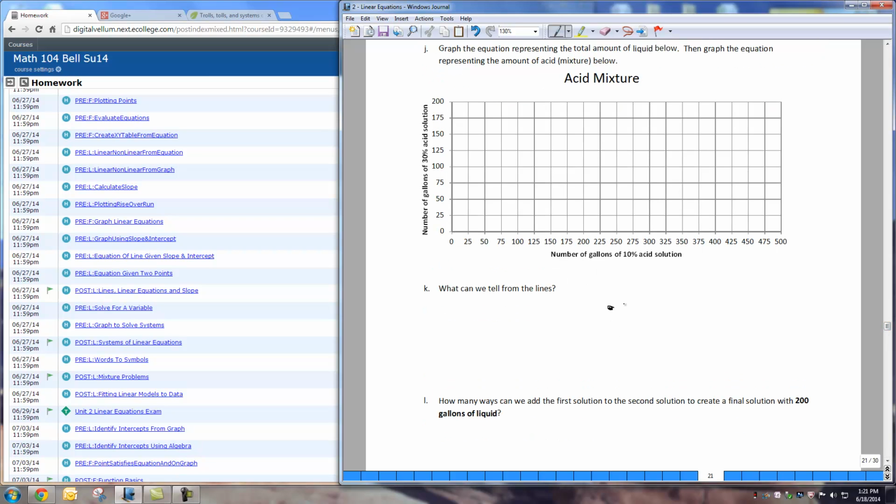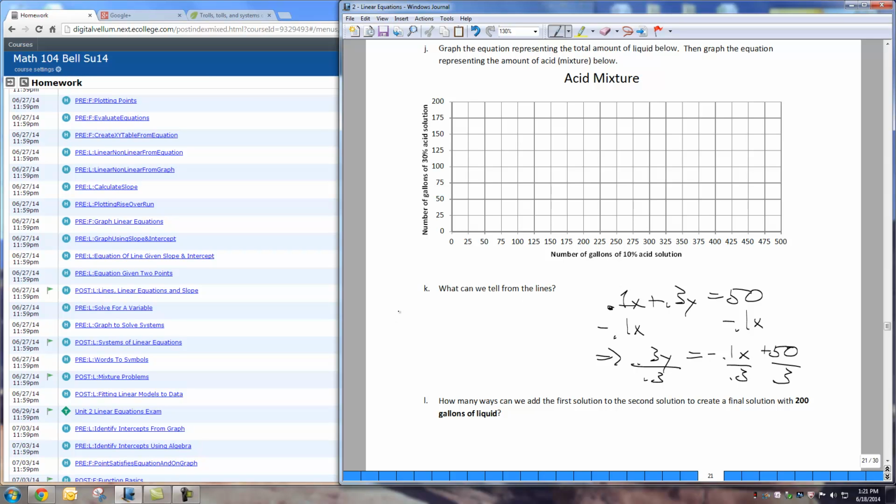So we have 0.1x plus 0.3y equals 50. Now I'm solving for y so that I can graph the equation. The first thing I need to do is subtract 0.1x from both sides. That gives me 0.3y equals negative 0.1x plus 50. And then divide both sides by 0.3.